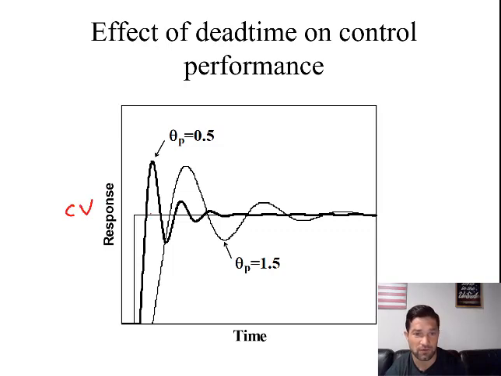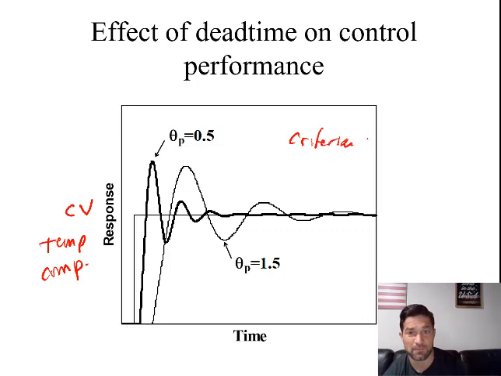So this right here would be our control variable response. For example, this could be something like temperature, maybe, or composition, etc. as a function of time. So for systems that have a long lag time, if we tune our controller for the proper tuning criteria, and let's just say in this case our tuning criteria is a decay ratio equal to 1/5.